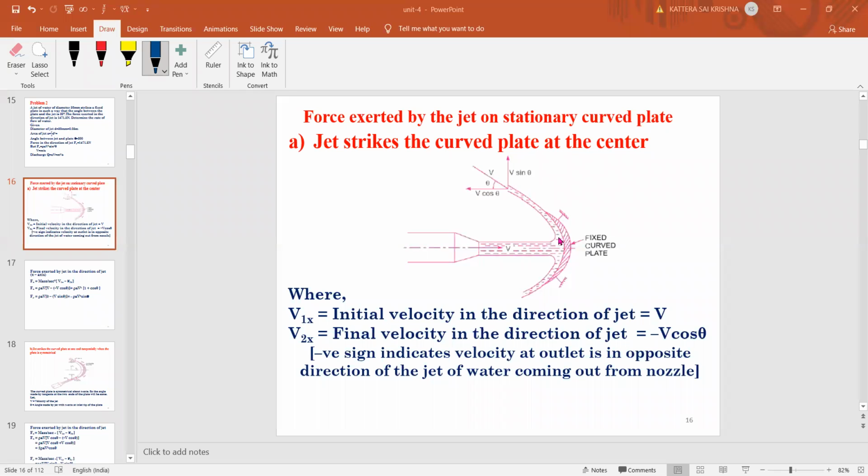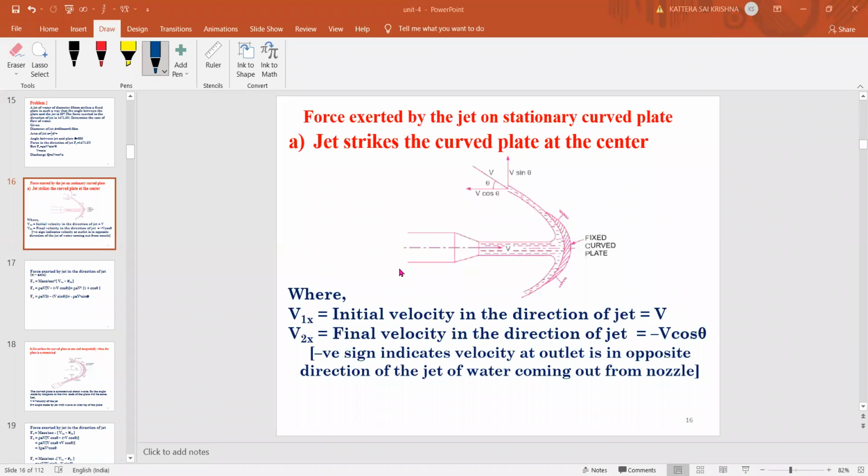You can see here, the velocity coming along the plate is v, right? So it is making some angle with the x direction, with respect to the jet. So if you resolve this in the x component, we get v cos theta as the velocity in the direction of jet. Similarly, the velocity in the y direction we get as the final velocity is v sin theta. Okay, remember this point, very important, because in turbines everywhere we'll see curved plates only, no flat plates will be there. So this is very important to know for the next topics, the turbine topics.